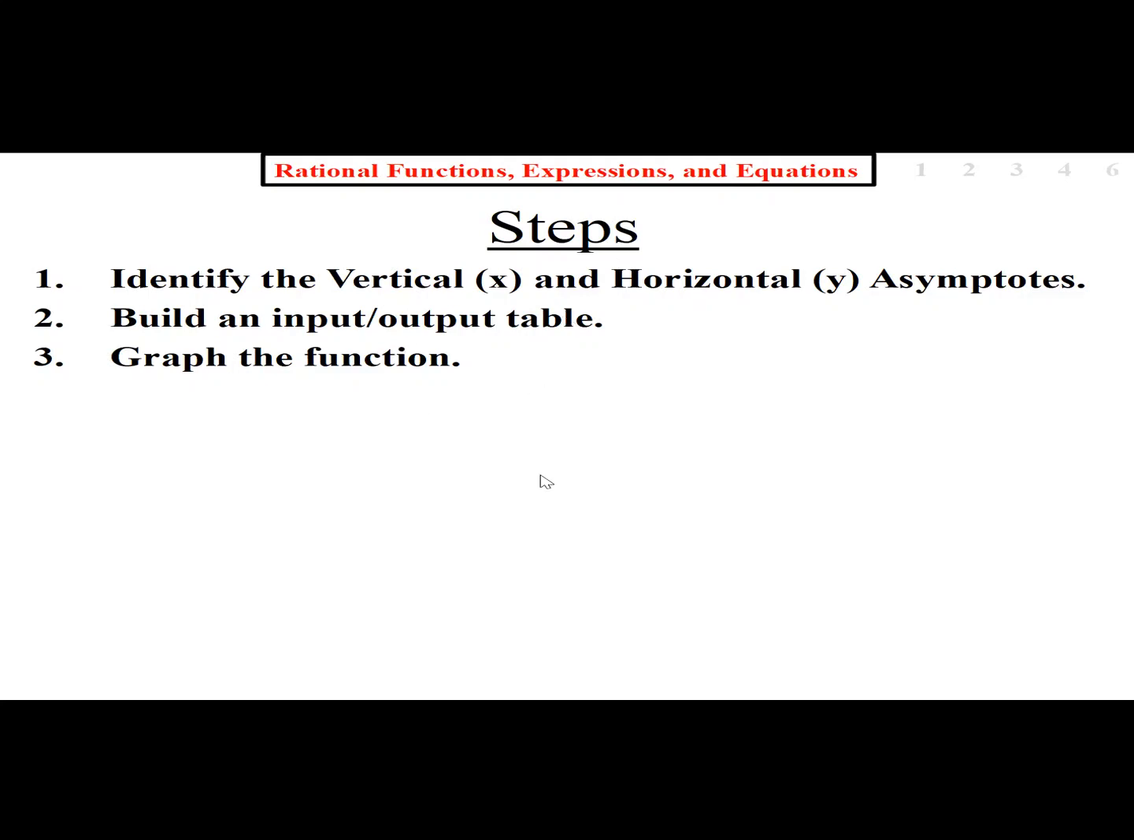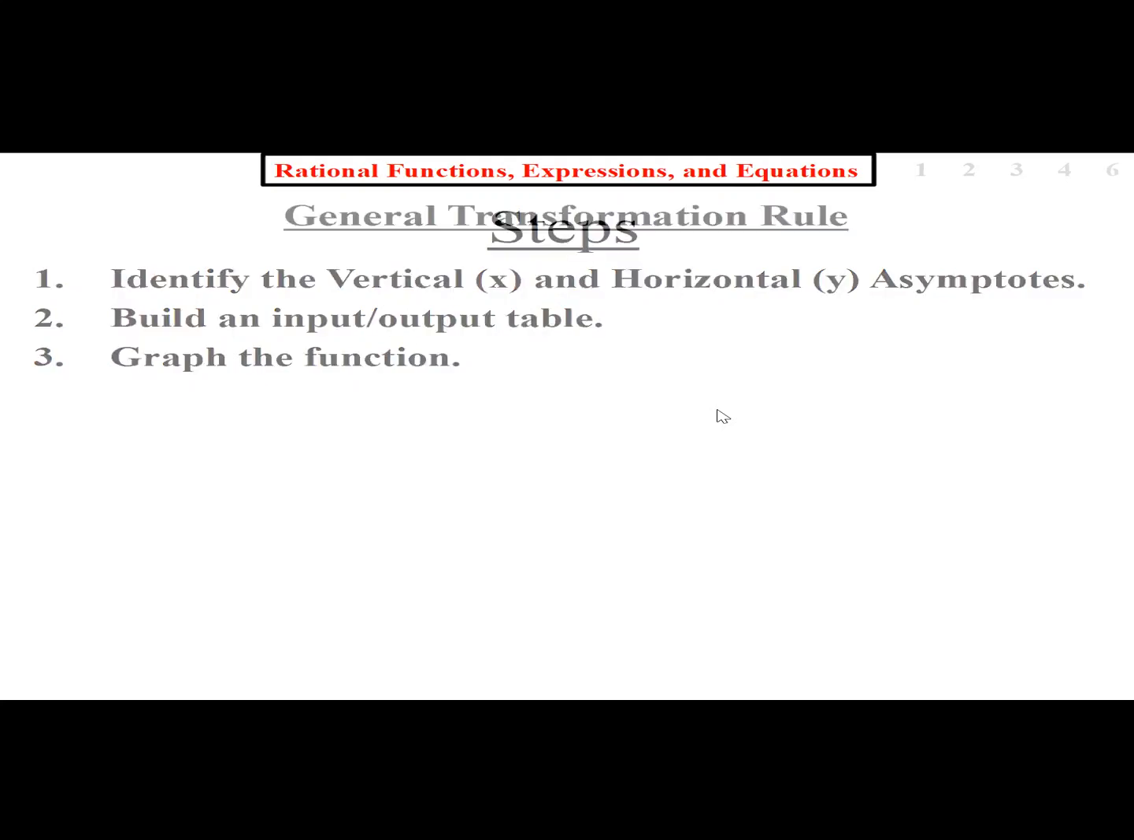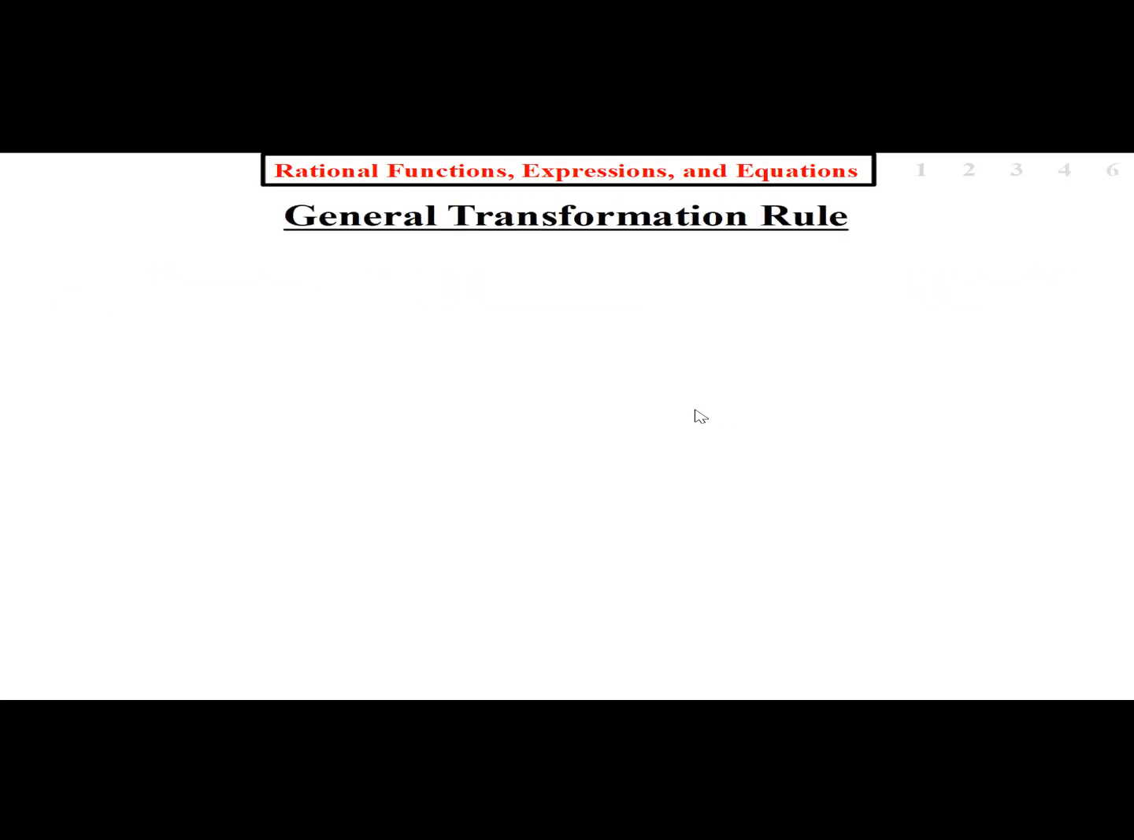Since we're moving on to a new function, I need to take a step back and take you back to our general rule of transformations. Let's see if you remember. Our general rule for transformations is g of x equals a times f of 1 over b times x minus h, close parentheses, plus k.